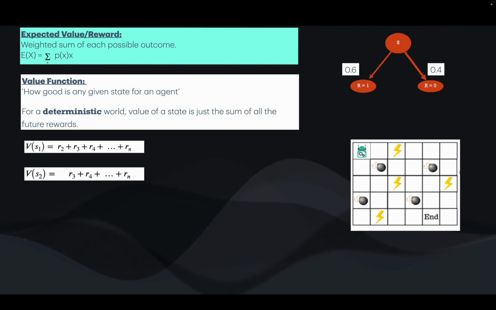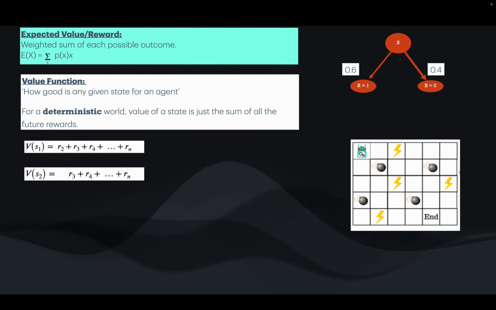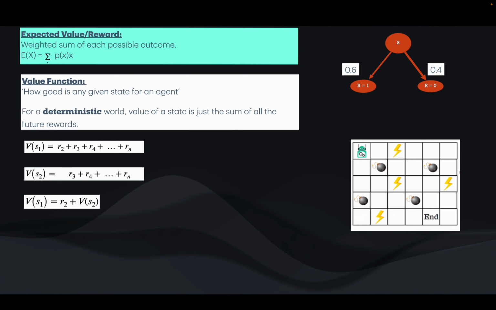If you simplify this equation, we can write V(S2) as nothing but R3, which starts from R3 because we only sum the future rewards, right? So from R3 it will go till Rn, right? That is the representation of V(S2). Now we can plug this V(S2) into the first equation, and we get V(S1) is nothing but R2 plus V(S2), right? Now there are certain uncertainties in the environment, so your future rewards are not very easy to predict, right?